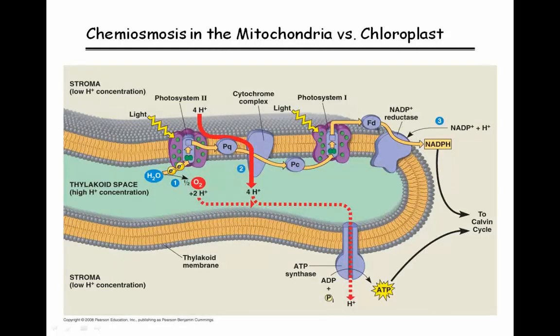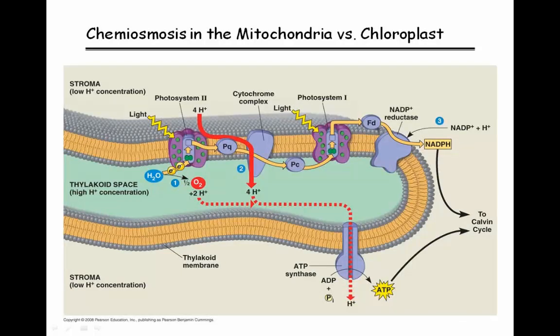That electron will be collected by a primary electron acceptor and then passed down an electron transport chain. Notice as we pass the hydrogen or the electrons down the electron transport chain, we will be picking up hydrogens from the stroma, transporting them into the thylakoid space. As long as we can keep that electron transport chain going, we're going to generate that hydrogen ion gradient. When we get to photosystem I, that electron will be reboosted up with additional light energy, and then it will be passed to NADPH in the stroma.